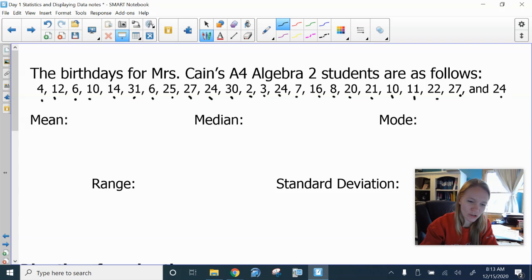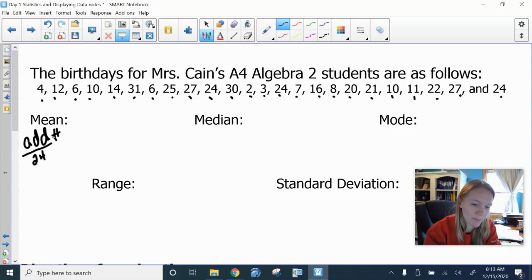Our range, and this one I am going to show you how to do in just a second, is the lowest number subtracted from the highest number. So I'm going to write these underneath. So if you don't have a calculator, if you don't have access, you can do most of this information.